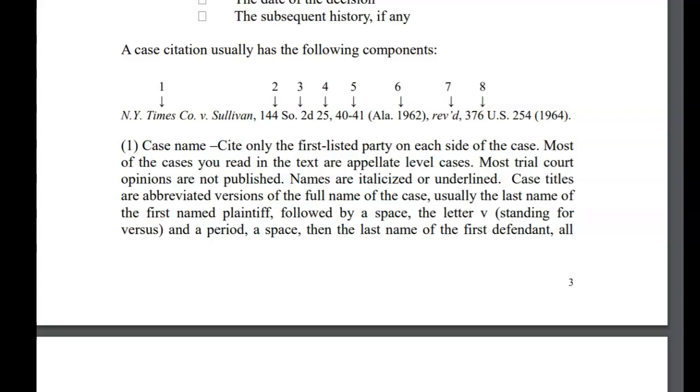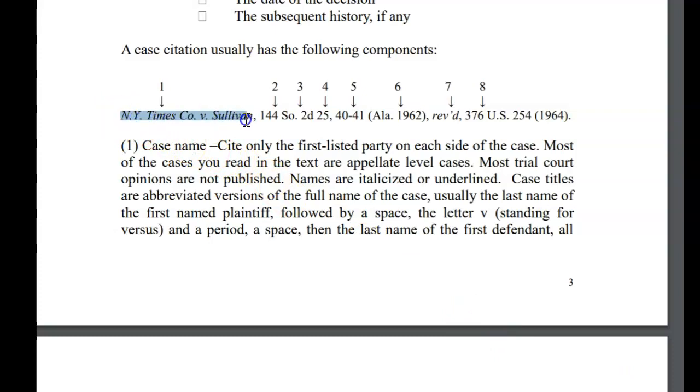Most of the cases you read in the text are appellate level cases. Now, most of your trial court opinions are not going to be published. But again, these are appellate level cases. What are we looking for? Your case name, you need to either italicize it or underline it.